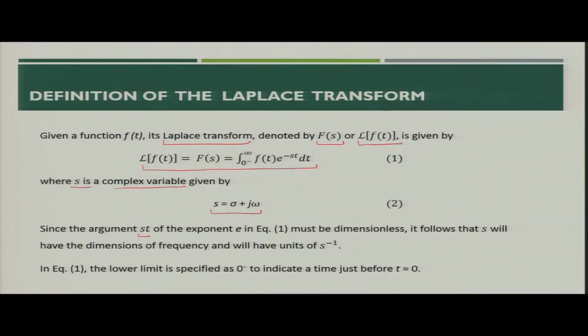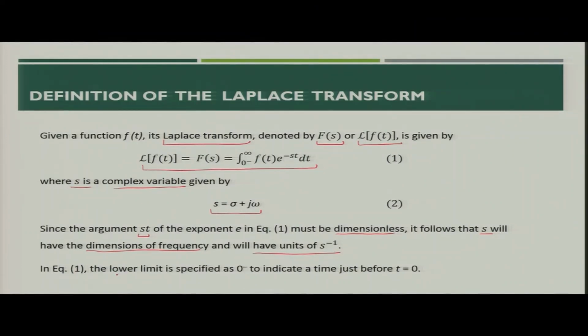Now, since the argument st of the exponent should be dimensionless, and t is in the time domain, s would have the dimension of frequency, so that the combination st can become dimensionless. So, s will have a unit of inverse second.